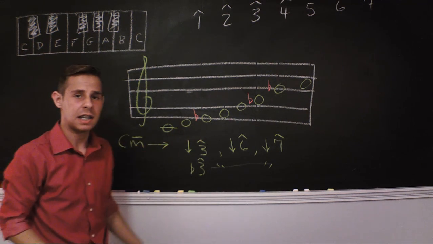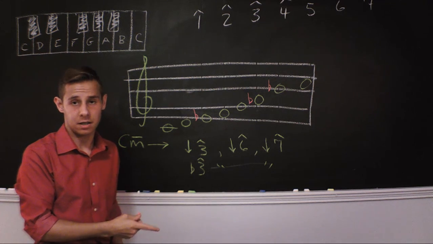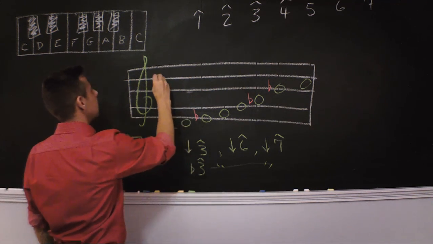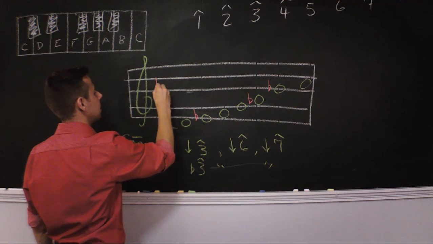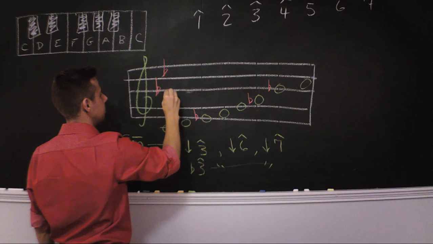So if you want the key signature for C minor of the natural flavor, if you will, we shall write in flats, and we shall do it like I did previously in the correct order.